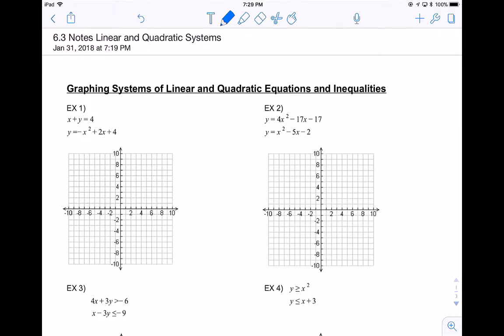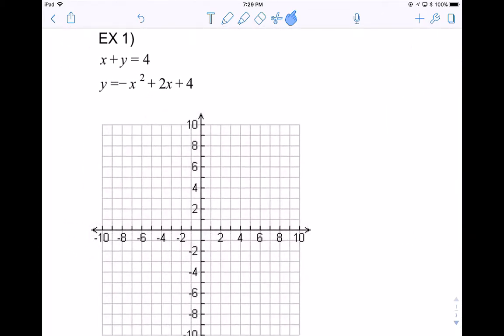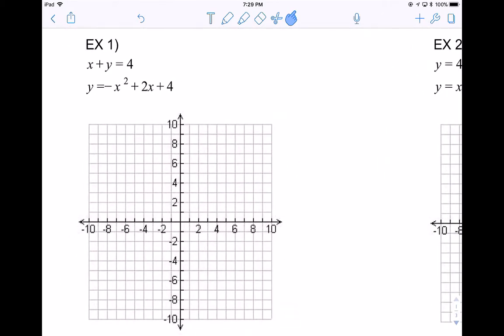In this video, we're going to talk about solving systems of equations by graphing with linear and quadratic equations, so a mixture of a line and a parabola or two parabolas. In our first example, we have a line, x plus y equals 4, and a parabola, y equals negative x squared plus 2x plus 4. First, we're going to graph them, and then to find our solution, we're going to figure out where these two graphs intersect each other.